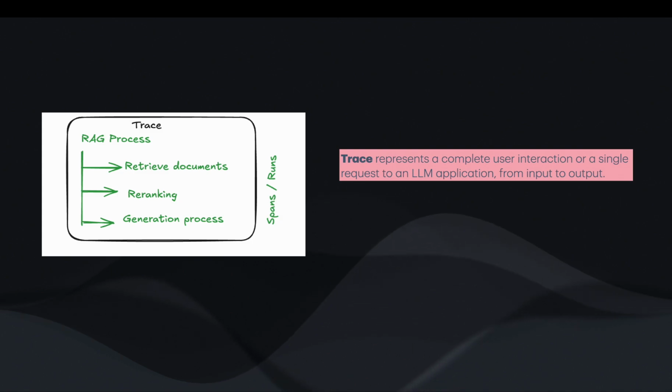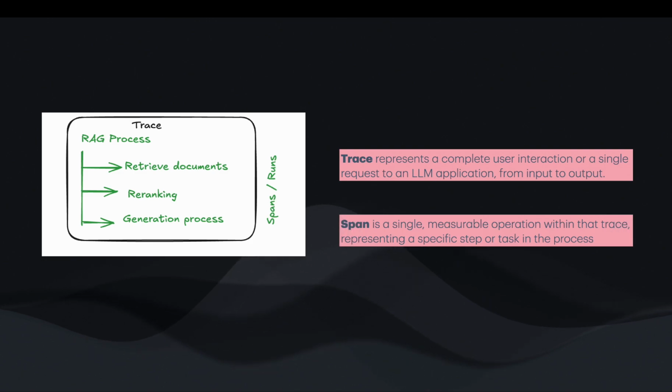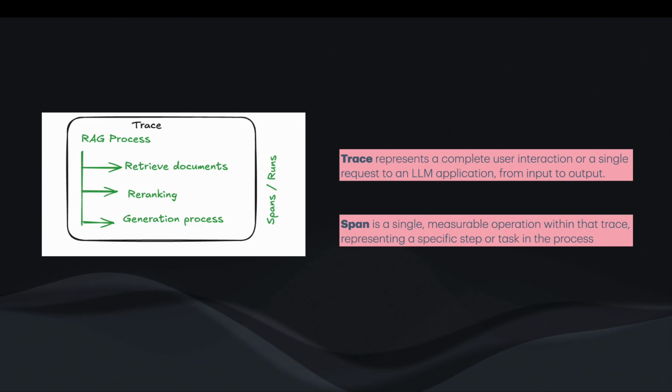For this example we can see this RAG process, we can treat it as the application which we are building, that can have a lot of in-between runs, which we also call spans, like retrieve documents, then a step called re-ranking, then finally it generates the answer with what we call the generation process. Each of these steps we can treat as a span. So a span is a single measurable operation within a trace representing a specific step or task in the process. Here the re-ranking is a span, and the generation process of the final response is a span.